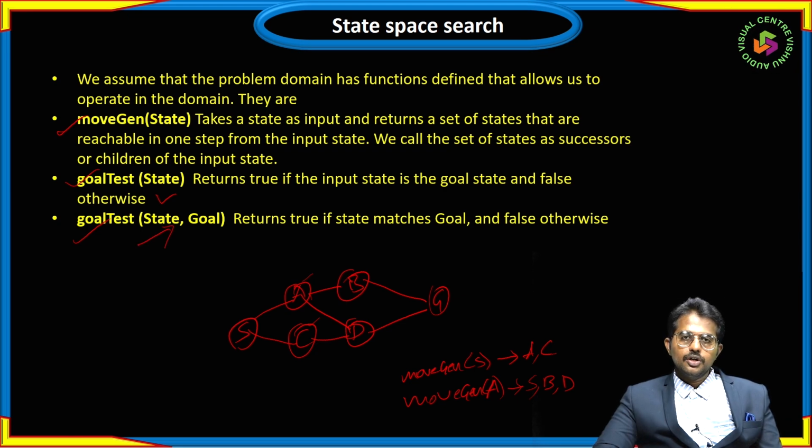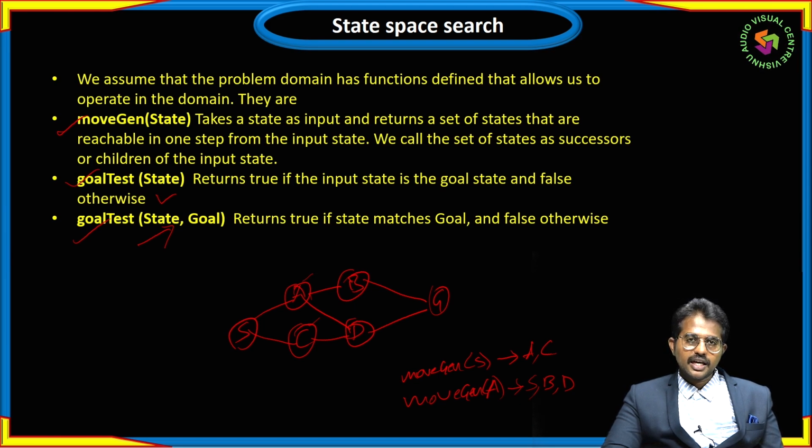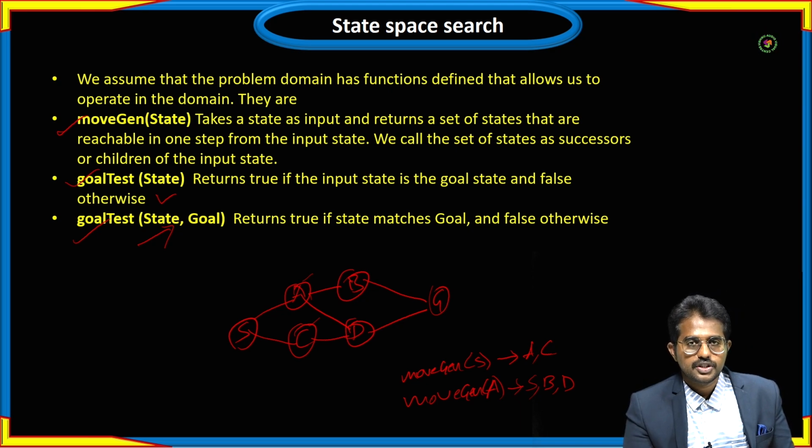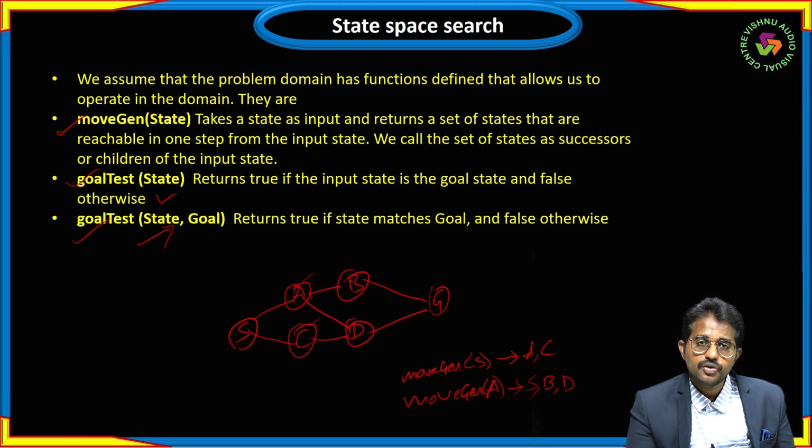In generate and test we have two simple steps. First, I have to generate a candidate. We have already seen how to generate new candidates using the move gen function. Similarly, we have to test whether the generated candidate is a solution or not. For that we have two different functions: first is goal test of state, and the second is goal test of state comma goal. The first one, goal test of state, will return true if the input state is a goal state, otherwise it will give false.